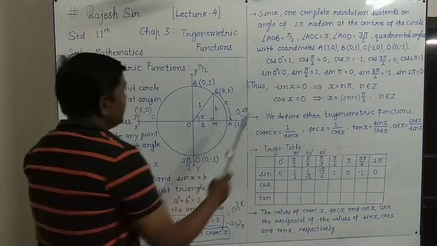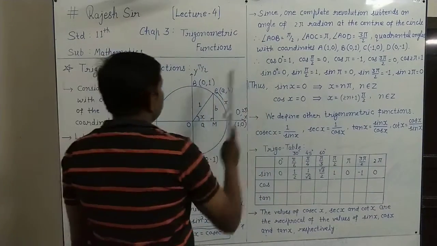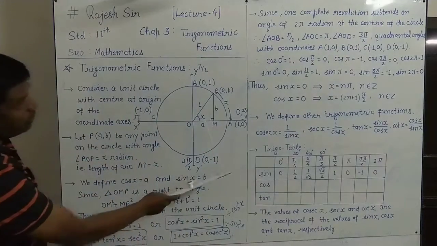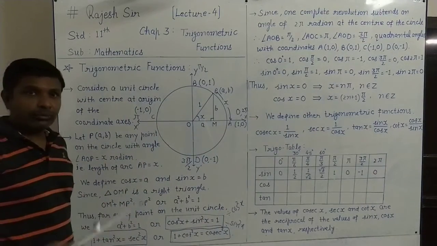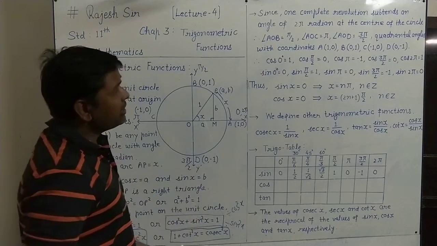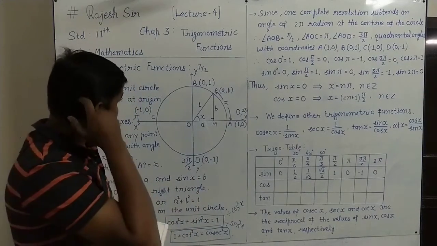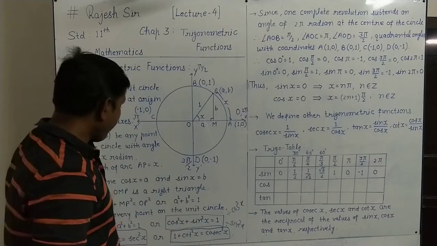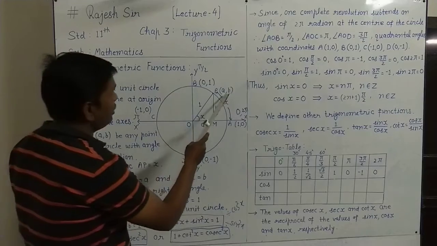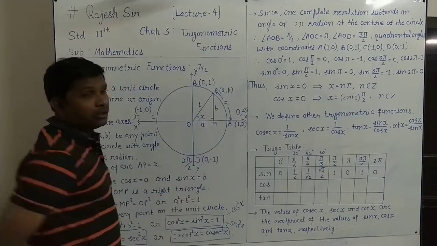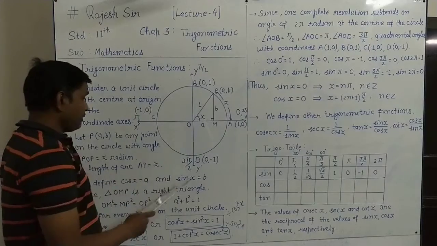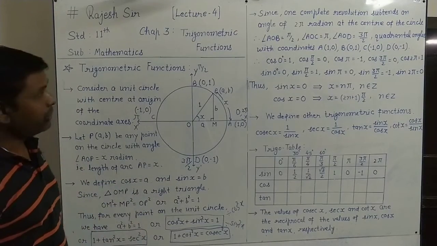With the coordinates as A(1,0), B(0,1), C(-1,0), and D(0,-1), we have discussed this before also. So you can see the angle values here, and you can find the values of these angles. As we have defined, cos x equals the x coordinate, which always shows the value of cos, and the y coordinate shows the value of sine, as we have defined the trigonometric functions.